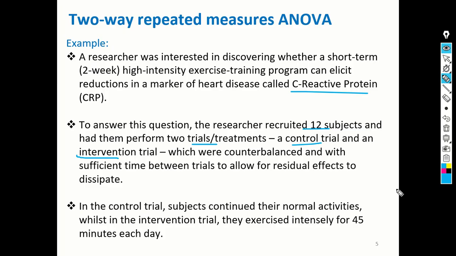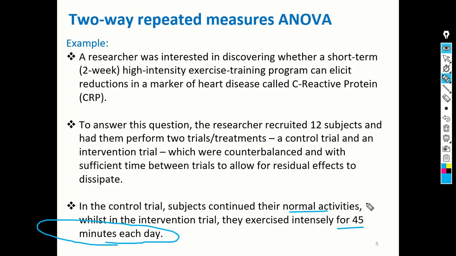These were counterbalanced, with sufficient time between trials to allow for residual effects to dissipate. We need to have an optimal level of time intervals between each measurement. In the control trial, subjects continued their normal activity, while in the intervention trial, they exercised intensely for 45 minutes each day. But the study subjects are the same. During the control period, they only continue their normal activity.